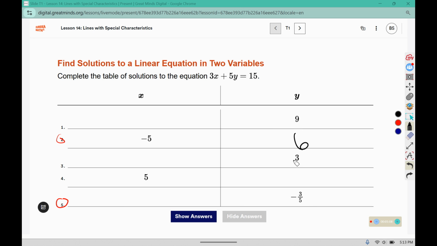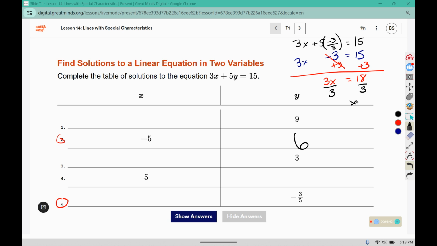For this next one, this is the y value, so we have 3x plus 5 times negative 3/5 equals 15. 5 times negative 3 is negative 15, and negative 15 divided by 5 is negative 3. Then we will add 3 to both sides, which gives us 3x equals 18. And if we divide both sides by 3, that gives us x equals 6.